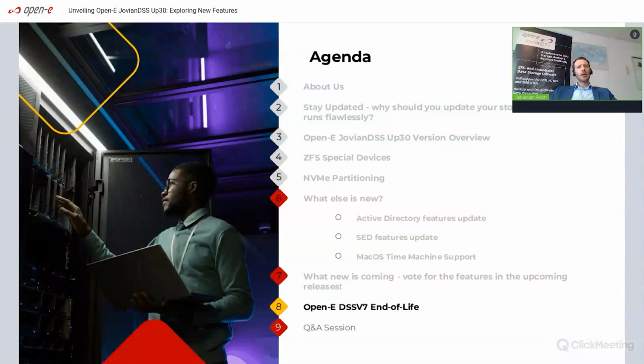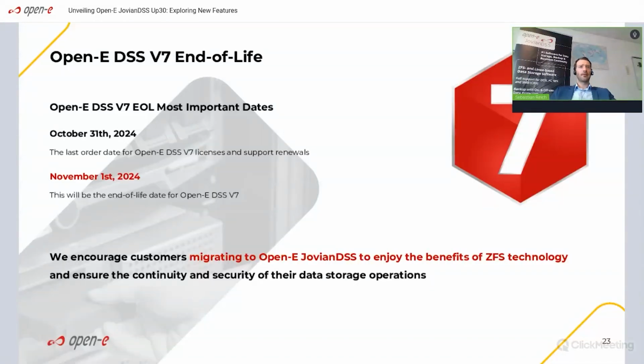All right. Next step is the DSS V7 end of life. This is a pretty big topic. As I already talked about in the beginning, we were doing the end of life announcement, but as you can see, the official date is November 1st. It is the time where everything is, well, not going down, but we are still, of course, supporting the product for the next 5 years.